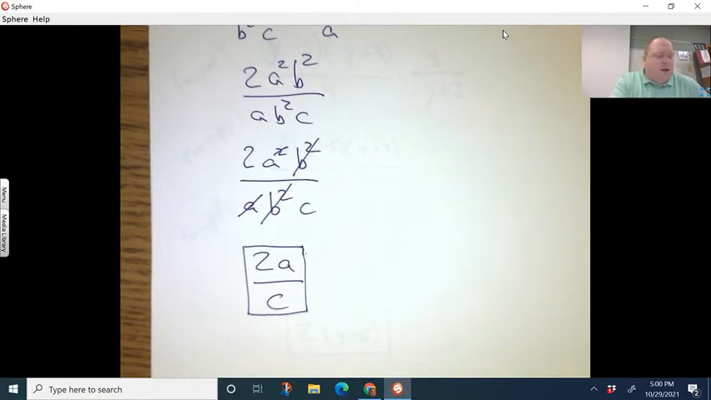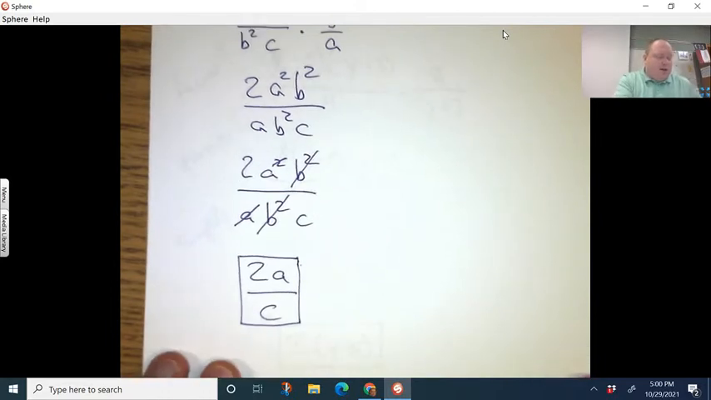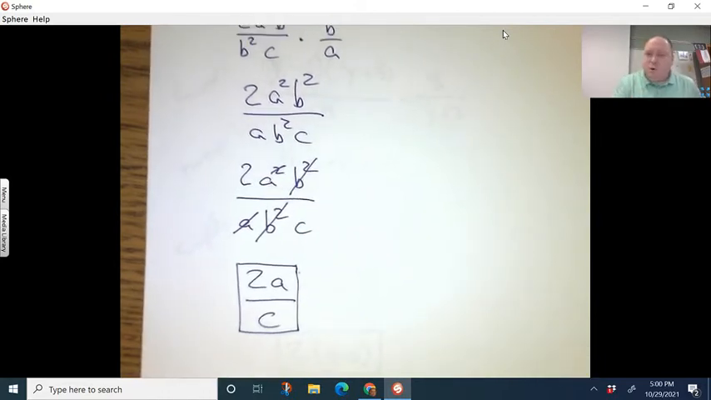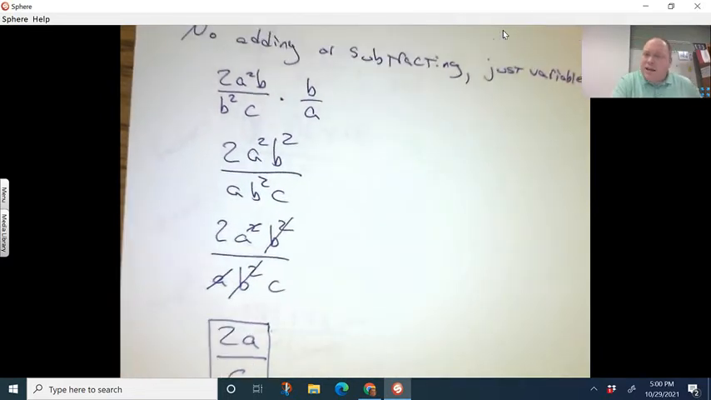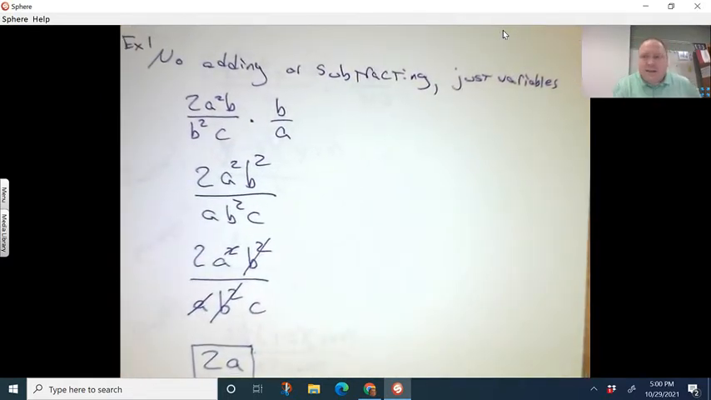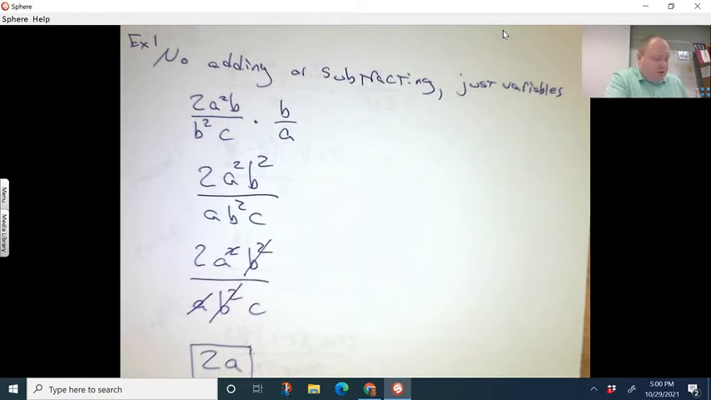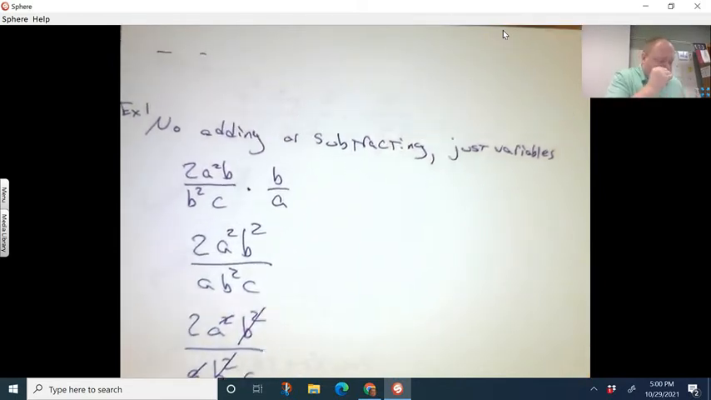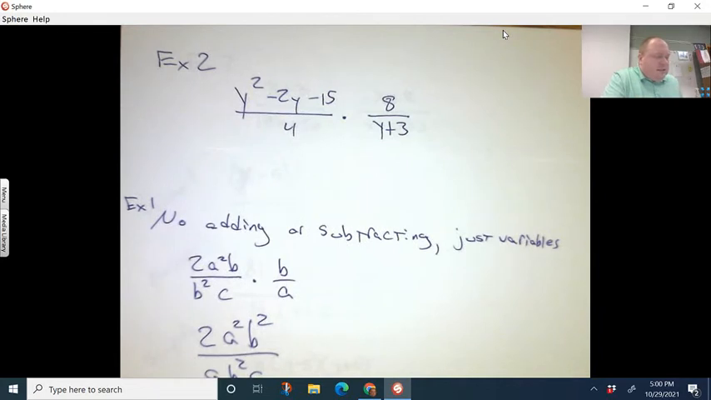Now, the next question that I want to talk about is one where there's more to it. There's actually plus and minus signs. This is where things get dangerous, because we cannot cancel if there's anything being added or subtracted outside of parentheses. Okay, we can only cancel groups when there's a plus or minus sign. So here we go. This is example 2.